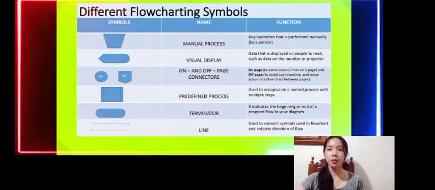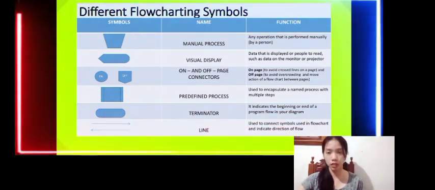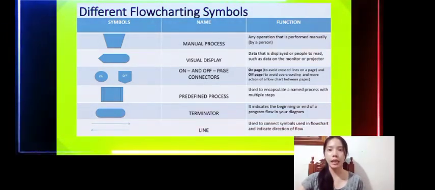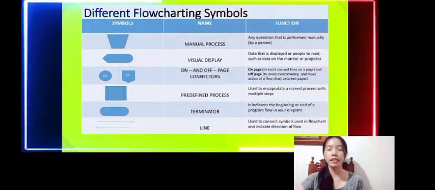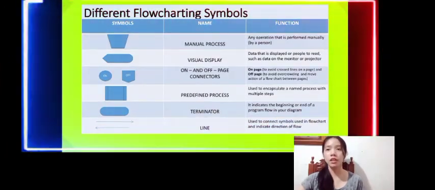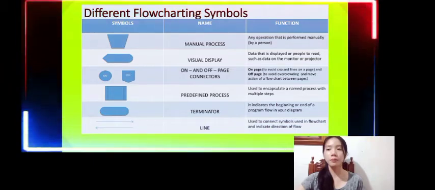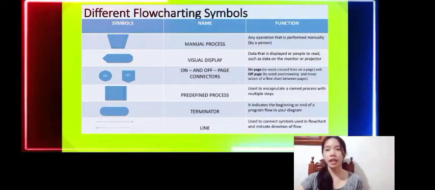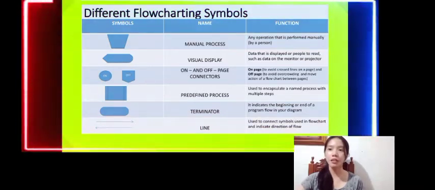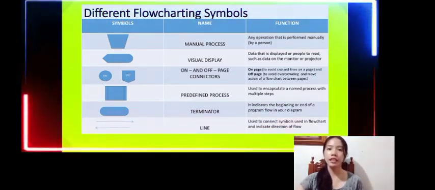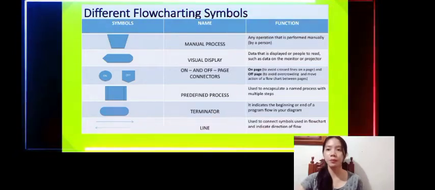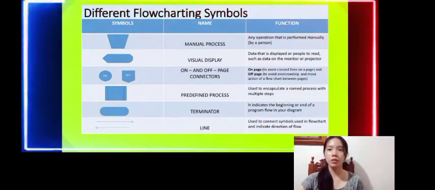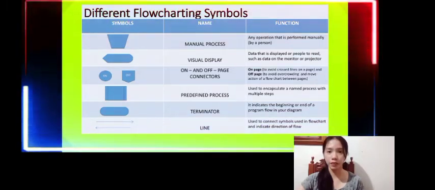Of page is helpful when you have several complex connection processes, for example, a process that runs through several operational departments like purchase or payment. The next symbol is the predefined process, represented as a rectangle with double-struck vertical edges, used to encapsulate a named process with multiple steps. It indicates a sequence of actions that perform a specific task embedded within a larger process. This sequence of actions could be described in more detail on a separate flowchart.